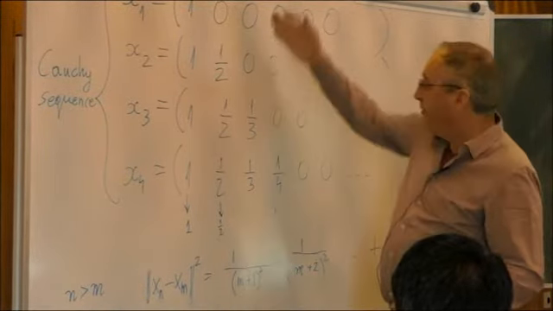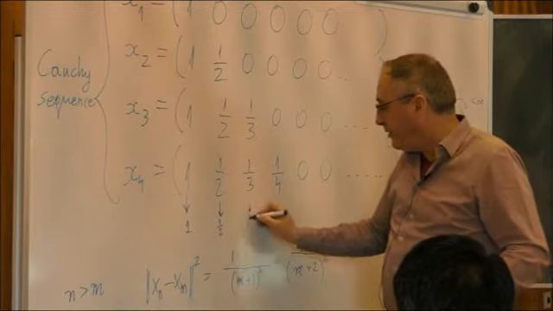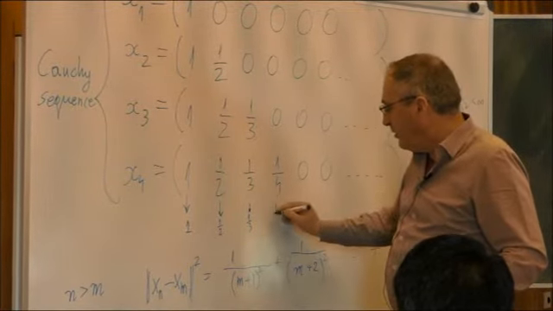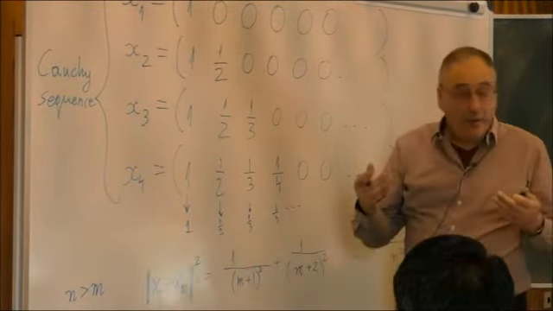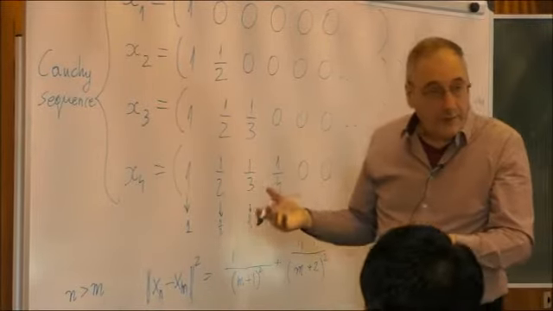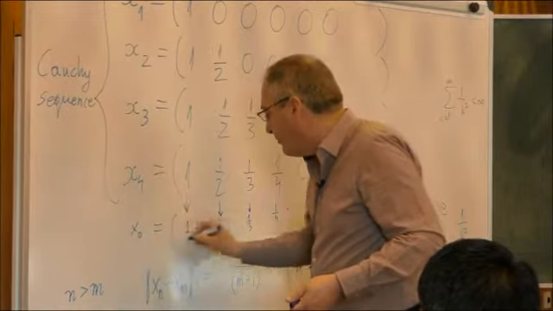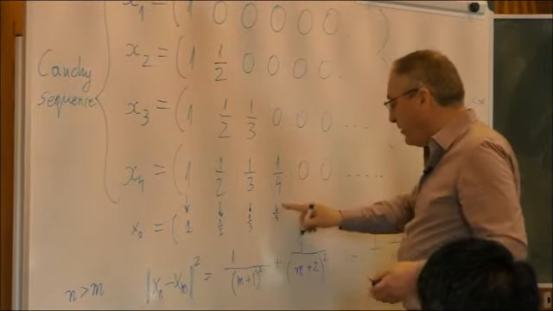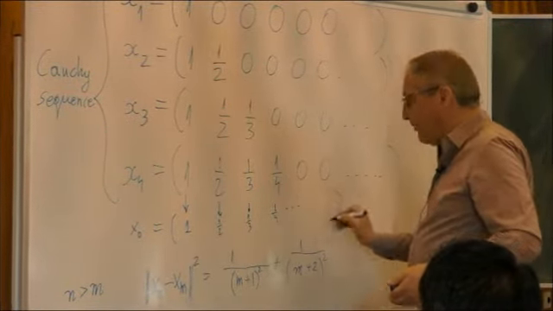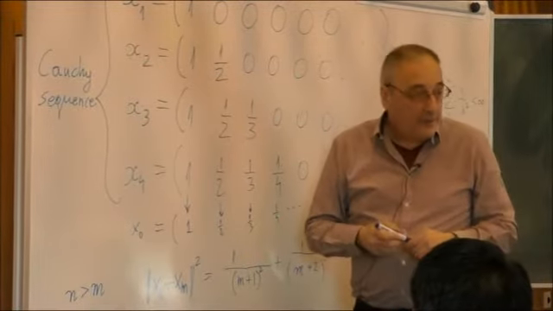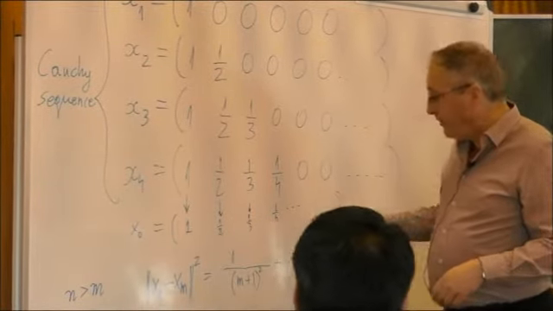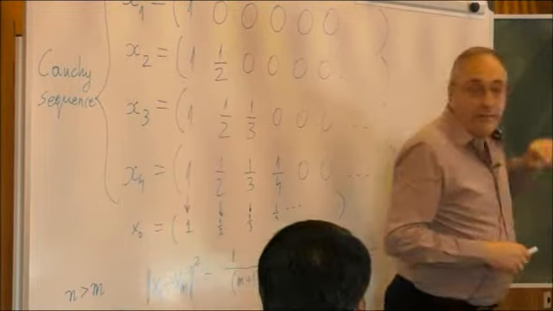The limit of the third component would be 1/3, and so on, 1/4, and so on. So if this sequence would have a limit, then the limit sequence would have to be x0 equals 1, 1/2, 1/3, 1/4, and so on. Yes, that would be the limit sequence. But this limit sequence is not in L1, right?